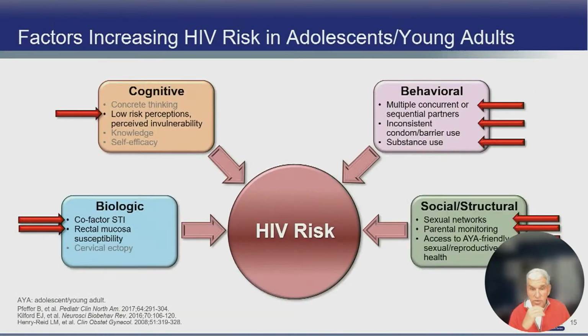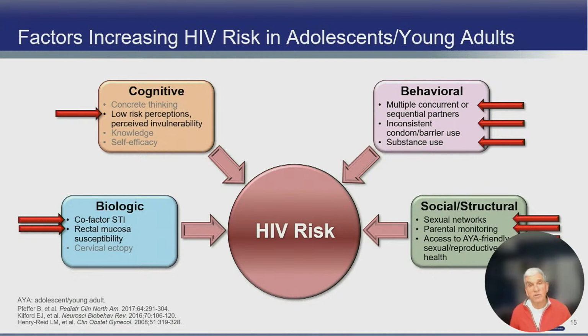The factors increasing HIV risk, first of all, let's go from the left all the way to the right. Biologic, there are issues of the mucosa that are not as well developed that can create less of a barrier for infections. If you have a concomitant STI, that increases risk.